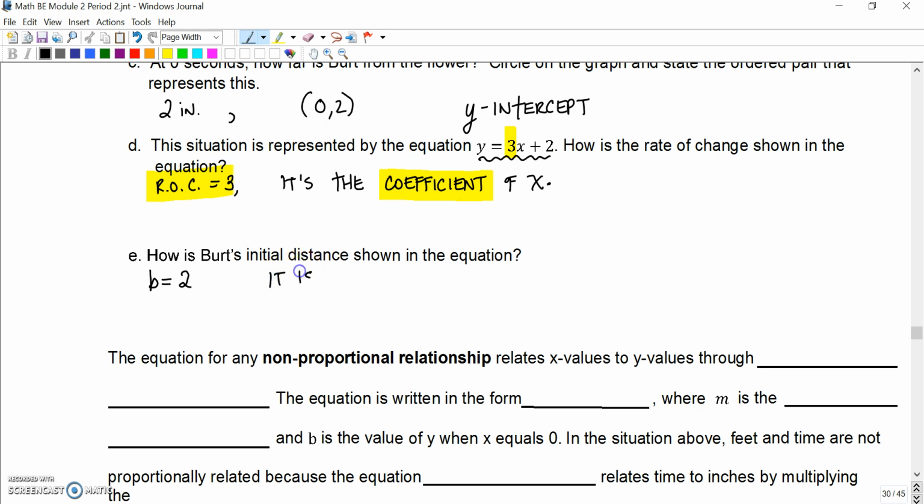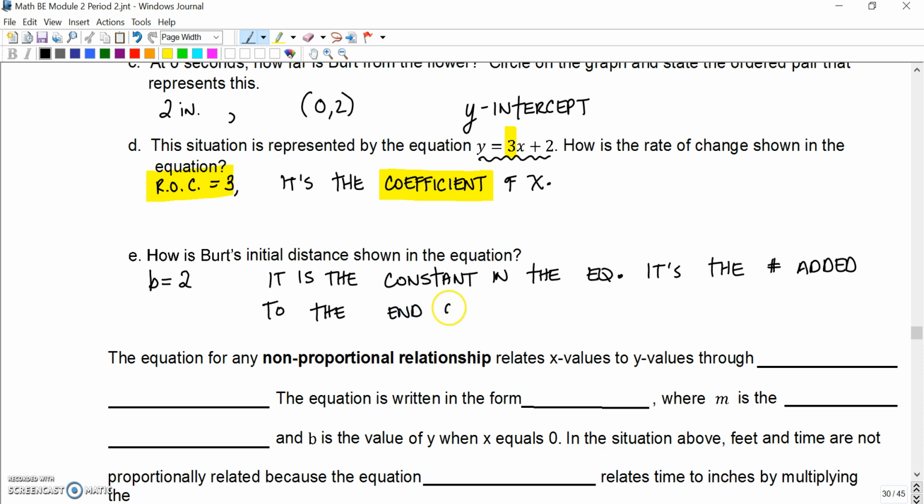And it is the constant in the equation. We'll also add to it's the number added to the end of the equation.